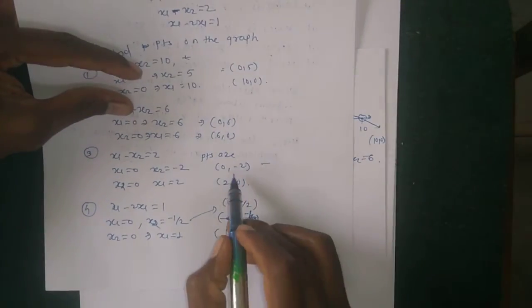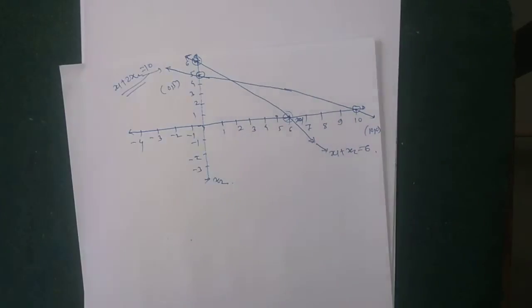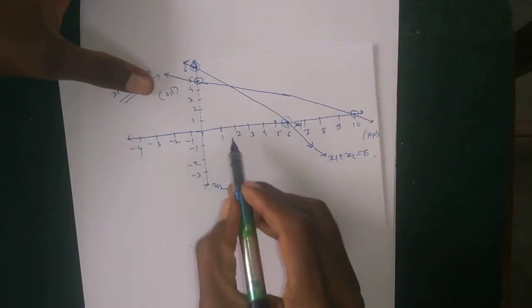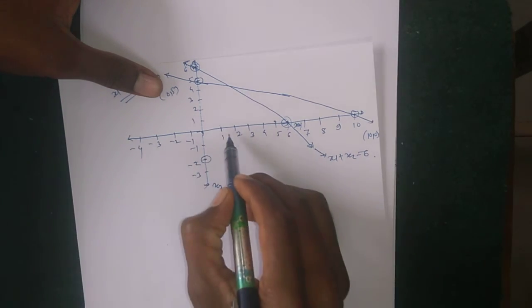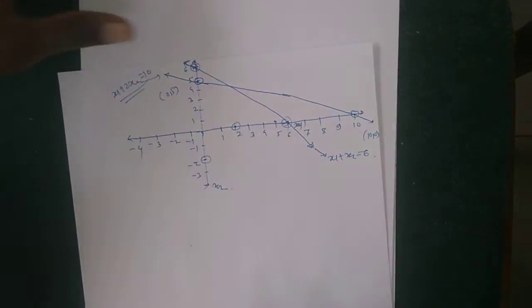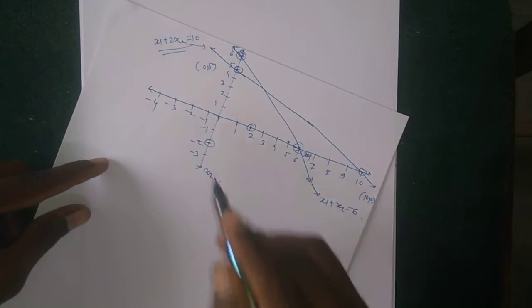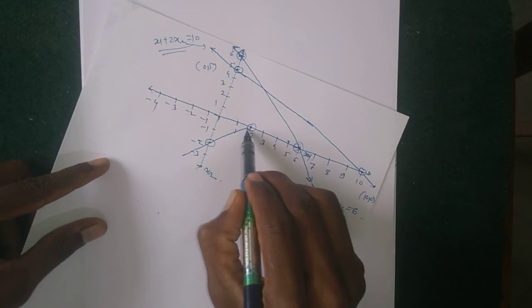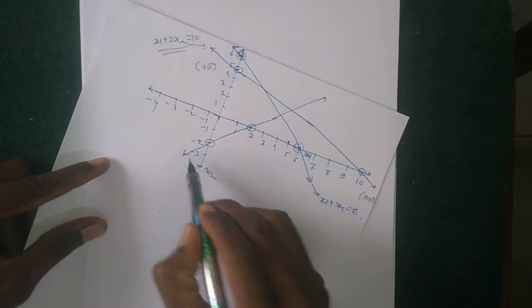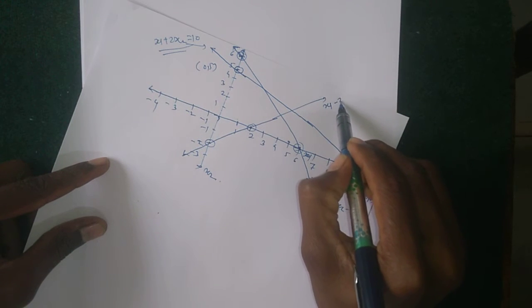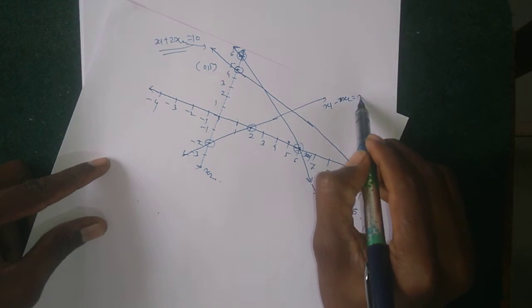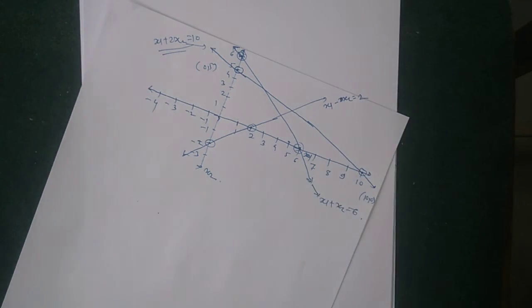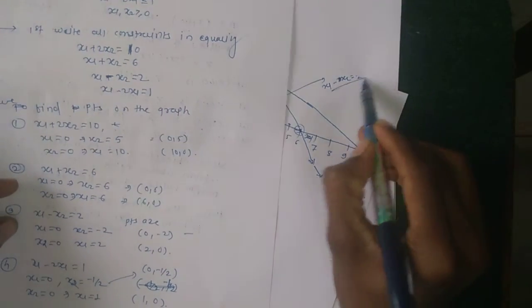Then next points are 0, minus 2 and 2, 0. 0, minus 2 here and 2, 0. So join these 2 points. This line is x1 minus x2 is equal to 2.